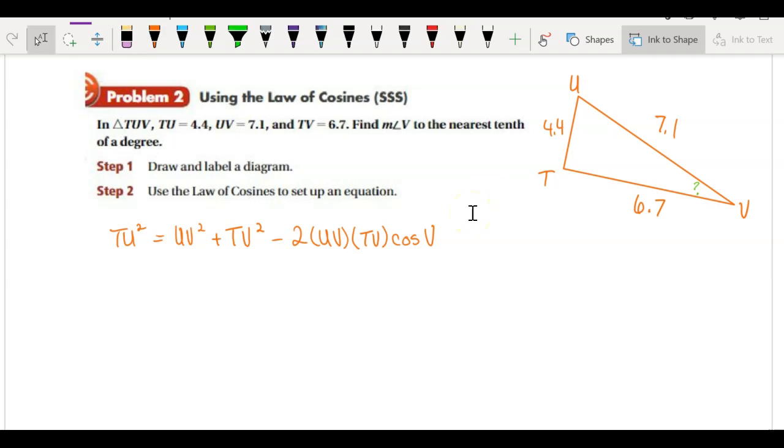Okay, I did that kind of quick, so let me back it up. We said TU, and we use TU because this is what we want to find. So we want that to be this cosine over here. So what other legs do I have? Well, I've got UV, so I know I need to square UV. I'm going to add the other leg and square it too. So I've got TV squared, then minus 2 times UV times TV times the cosine of angle V.